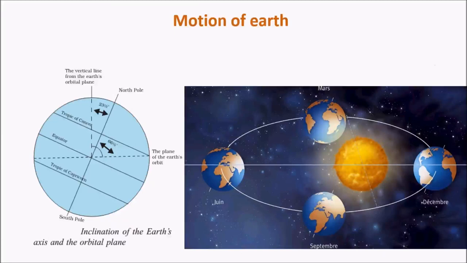Let us first take a look at different motions of Earth. The first important motion is rotation, where Earth rotates along an axis that runs from North Pole to South Pole. The other important kind of motion is revolution, where Earth revolves around the Sun in a fixed orbit, which is elliptical in shape. It is not circular but elliptical, and this plane in which Earth revolves is called the orbital plane. The axis makes an angle of 66.5 degrees with the orbital plane. Hence, the Earth is said to be tilted by an angle of 23.5 degrees.